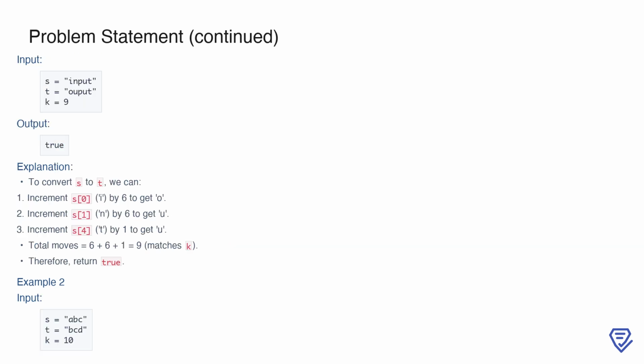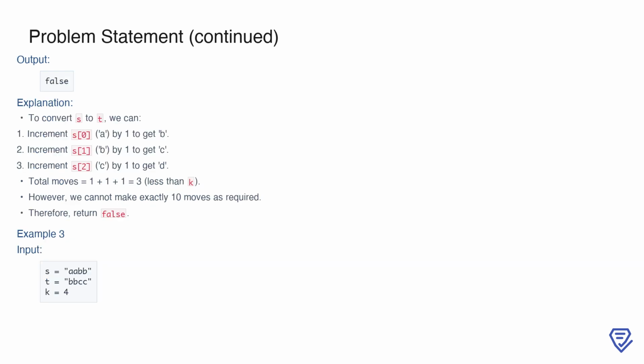For the first example, we have s equals input, t equals output, and k equals 9. To transform s into t, we can increment the characters as follows. First, increment s[0], which is i, by 6 to get o. Next, increment s[1], which is n, by 6 to get u. Finally, increment s[4], which is t, by 1 to get u. If we add up all the increments, we have 6 plus 6 plus 1, which equals exactly 9 moves, matching the value of k. Since the transformation is achievable in the exact number of moves, the result is true. This demonstrates how the operation can be applied selectively on individual characters to achieve the required transformation.